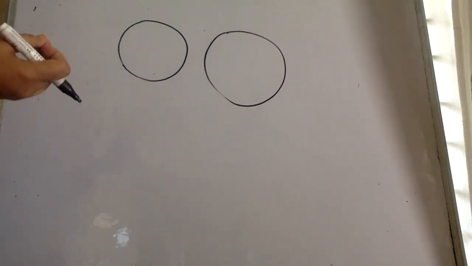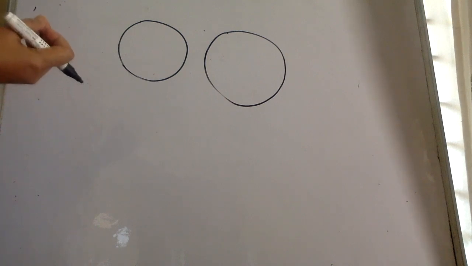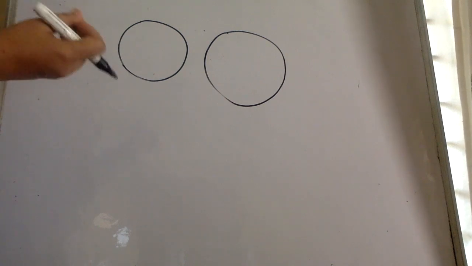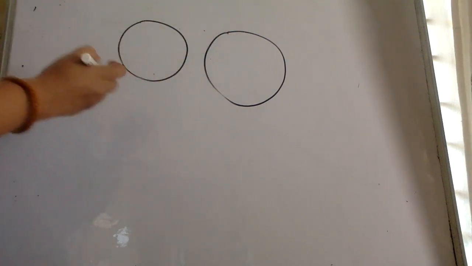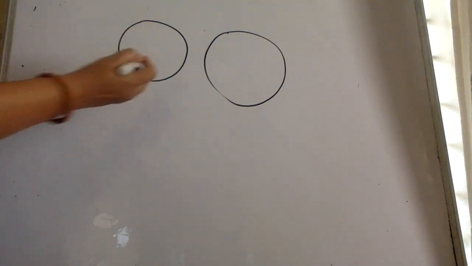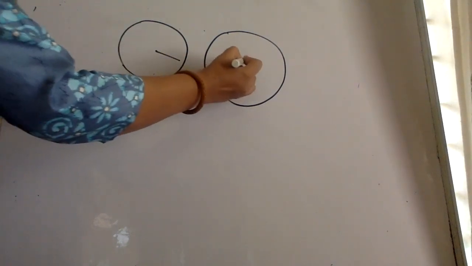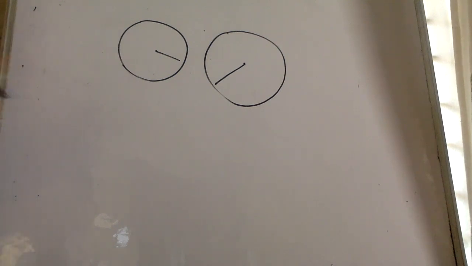Then the two circles now look like one circle. Unless you touch it, you don't understand that there are two. It fits exactly one over the other. Then you can even call these congruent circles. Now that is possible only when both the circles have equal radius.